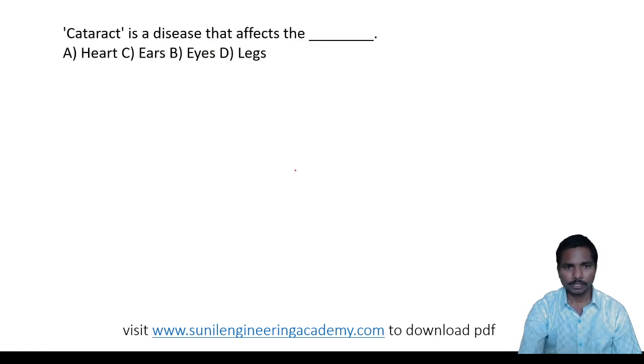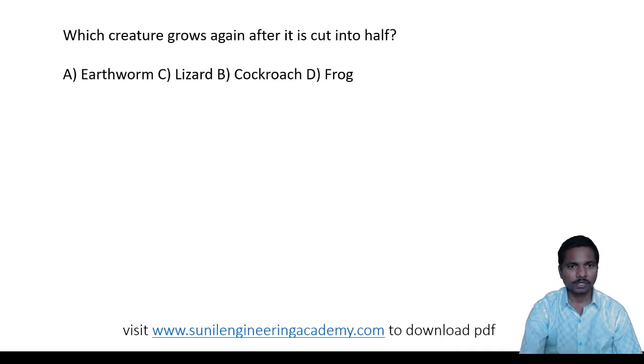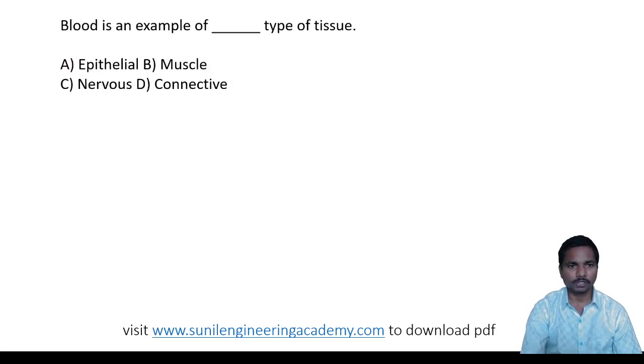Okay. Coming to the next one. Cataract is a disease that affects the eyes. Which creature grows again after it is cut into half? Which can grow again? That is earthworm. Earthworm can grow again even if it is cut into half. Blood is an example of dash type of tissue. Blood is connected to all the parts. So we can say it is a connective type of tissue.